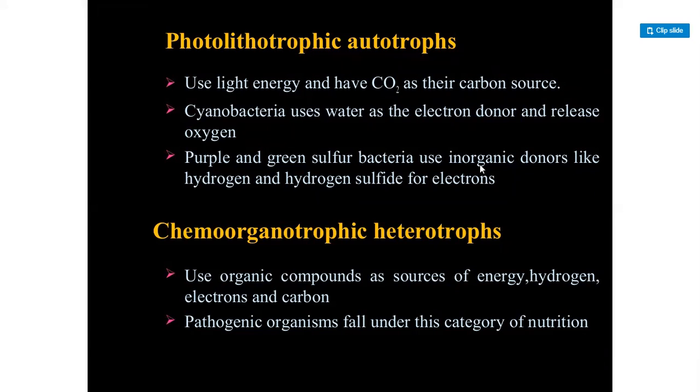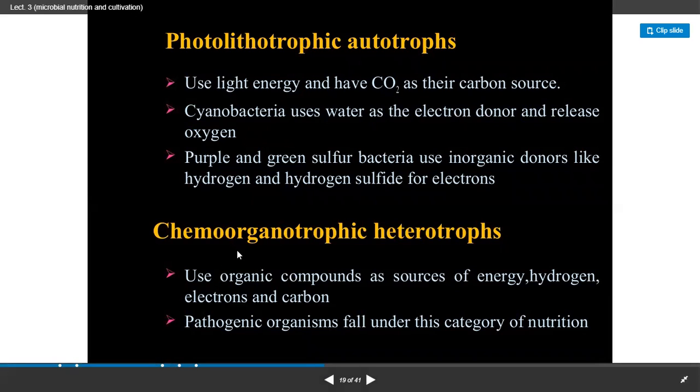What are the chemoorganotrophic heterotrophs? They use organic compounds as a source of energy, hydrogen, electrons and carbon. Pathogenic organisms fall under this category. So they are more complex. Chemoorganotrophs need chemicals plus carbon sources, such as electron, energy and hydrogen sources.